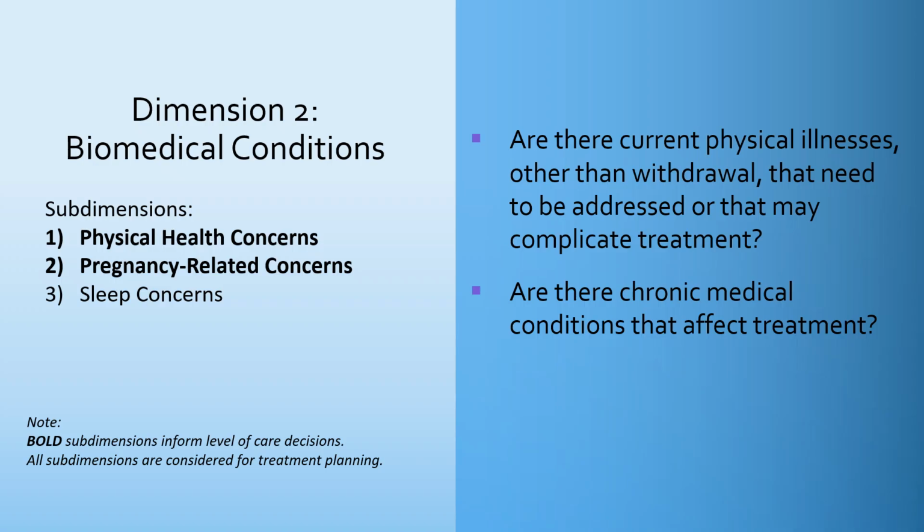Physical health concerns is going to address whether there's any physical illness aside from withdrawal, which we dealt with in dimension 1, that needs to be addressed or may complicate the person's treatment. You'd want to know any medications the person's on, any physical limitations, any diagnoses that the person has. You also want to know if there's any other chronic medical conditions that would affect treatment, because that's going to play into what kind of treatment they receive and how we're going to deal with the treatment plan.